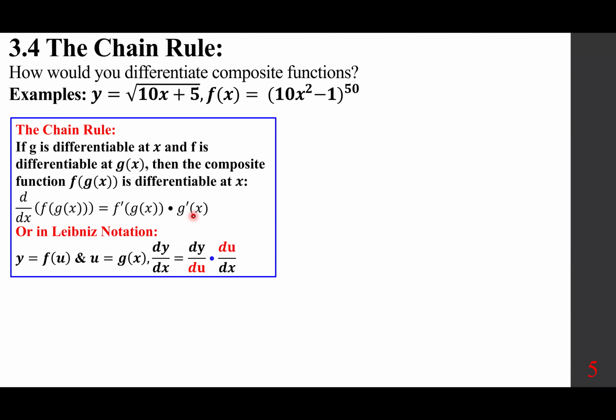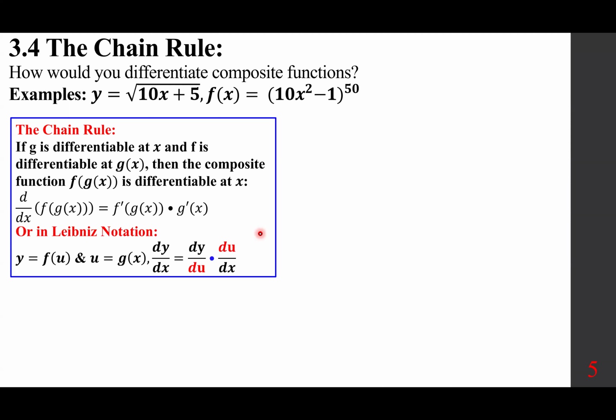And as far as Leibniz is concerned, if y is f of u, that means u is the independent variable for the function f. And u is g of x, that means x is the independent variable for the function u. Then he would go with dy/dx is dy/du times du/dx.